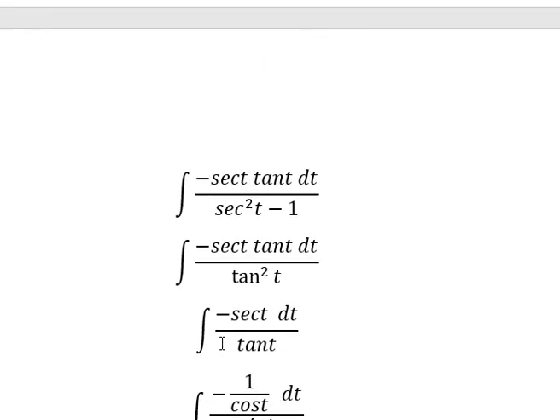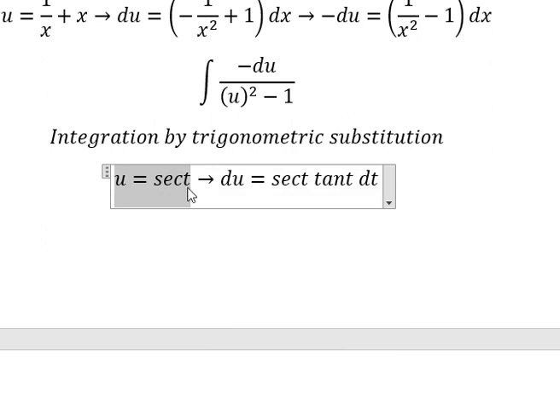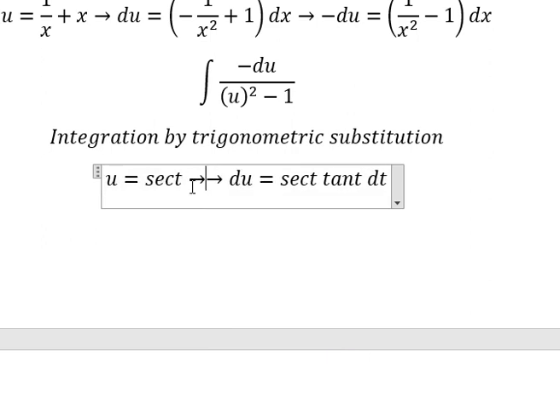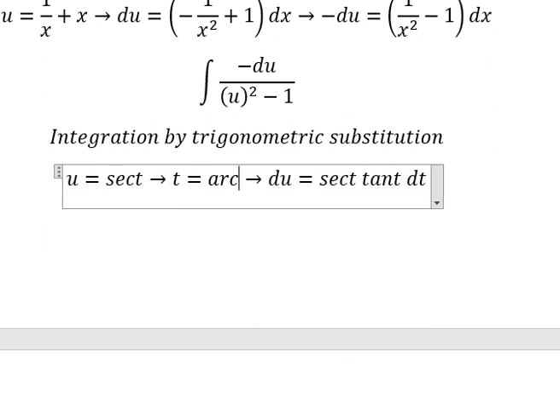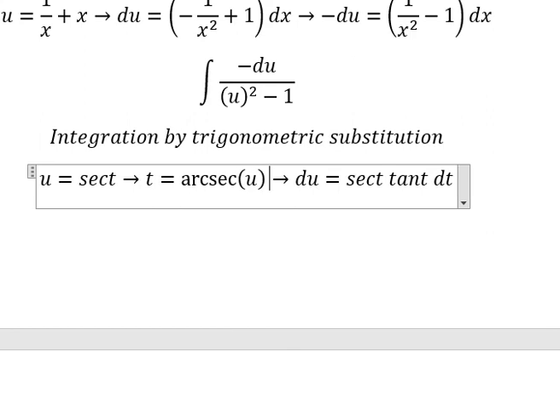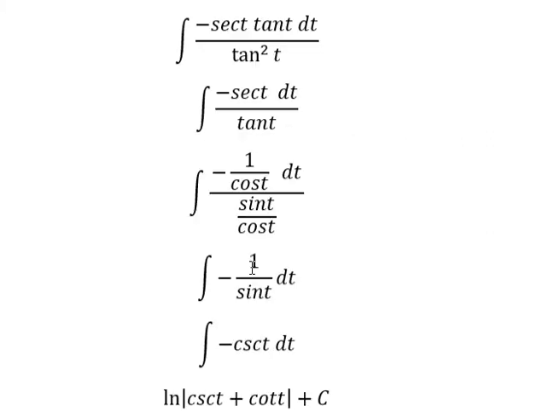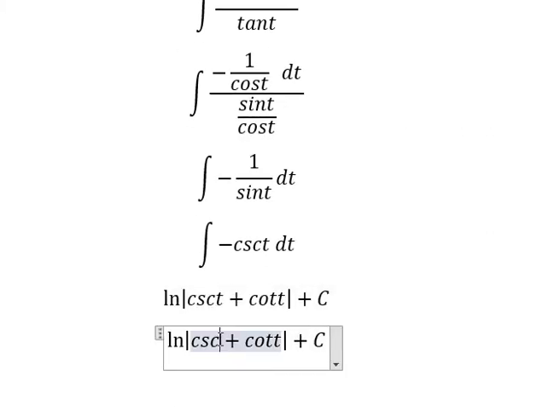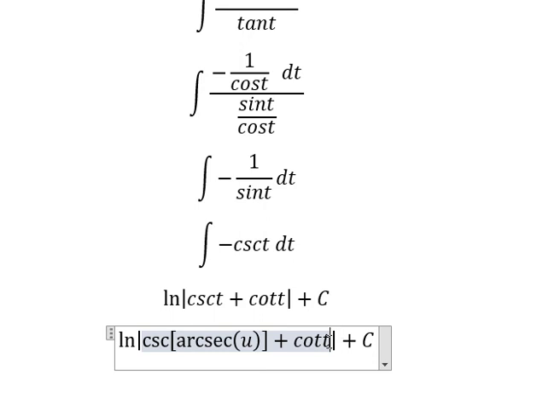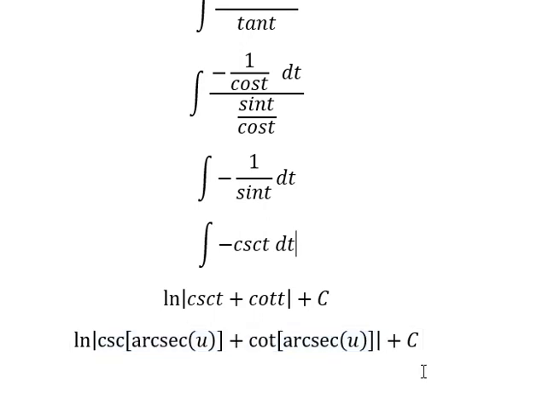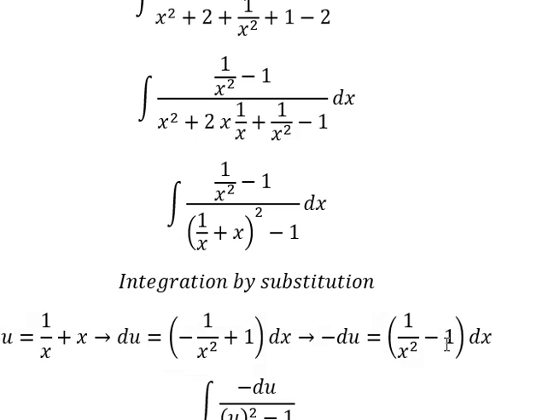About t, that is about this one. So we change t equal to arcsecant of u. So we put this one go in here. About u, that is about this one.